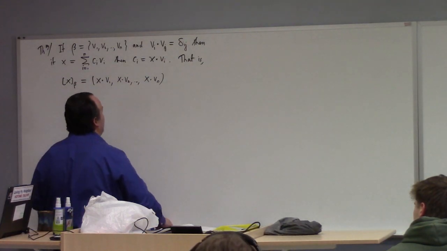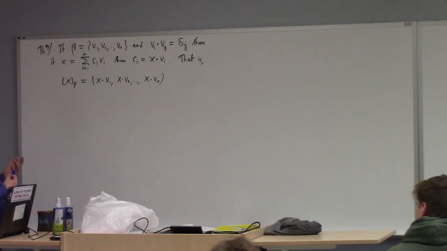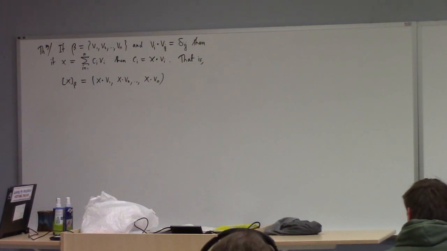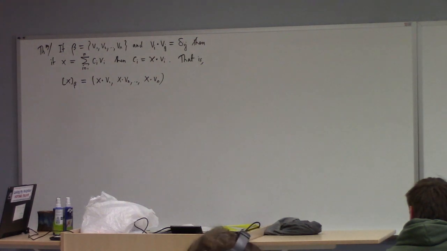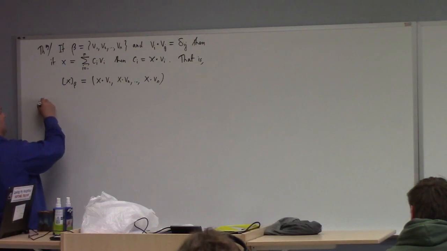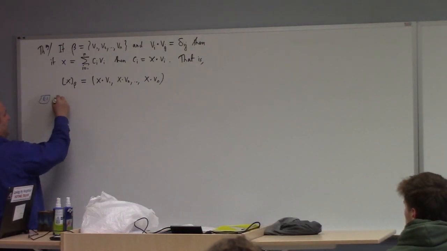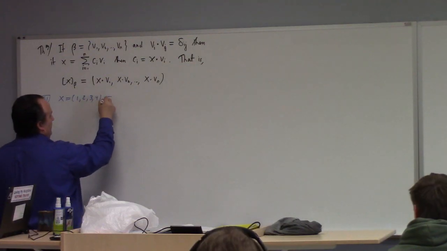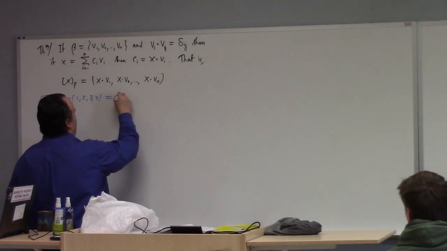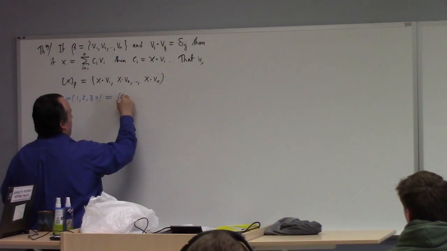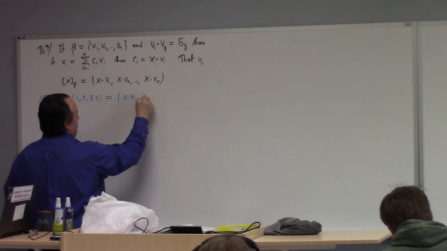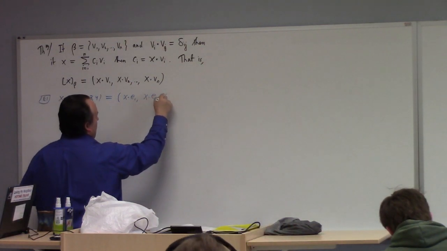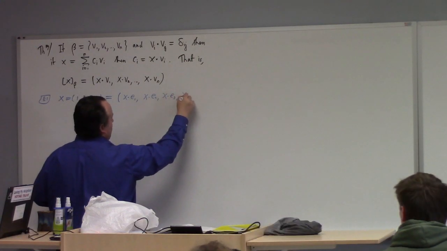So, the most probably familiar example of this is simply the case of the standard basis, right? To calculate the components of a vector with respect to the standard basis, if I have x is equal to (1, 2, 3, 4), of course, this is what? This is x dot e1, x dot e2, x dot e3, x dot e4.